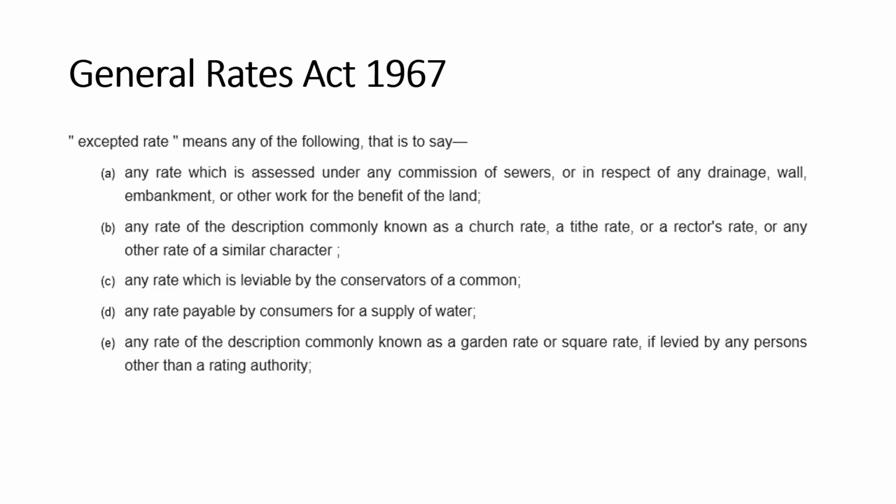Now, excepted rate: any rate which is associated under commission of sewers, with respect to any drainage, embankment, or other work for the benefit of the land. Well, if you're on private property, unless you're getting a bill for services rendered by the municipality, that would be another argument if you're on private property with your own well. And then the church rate is something different. Rate which is leviable by conservation of common, well, that doesn't apply to most private homes.